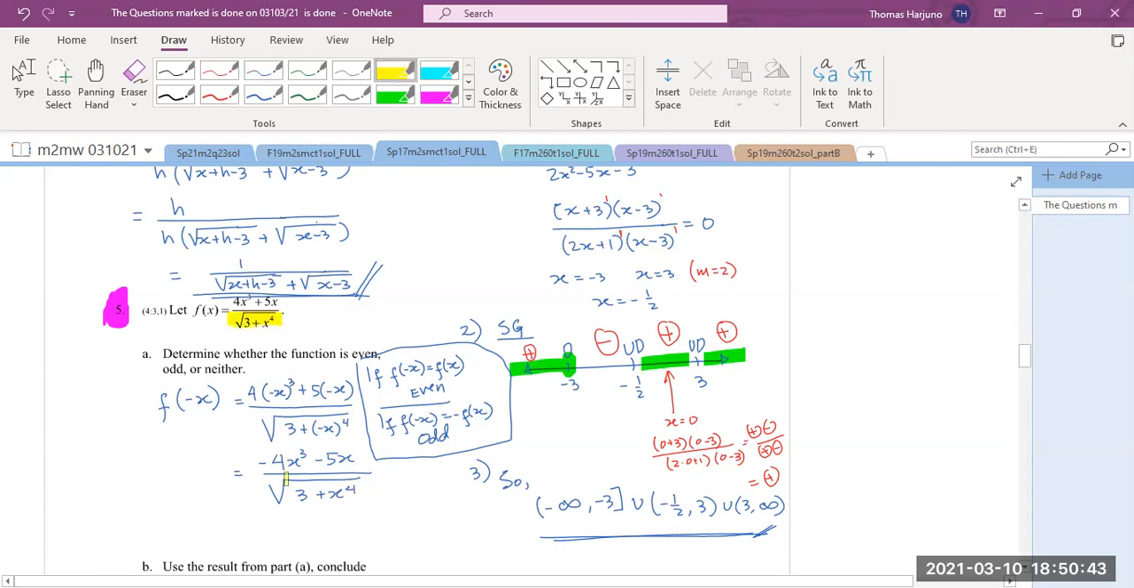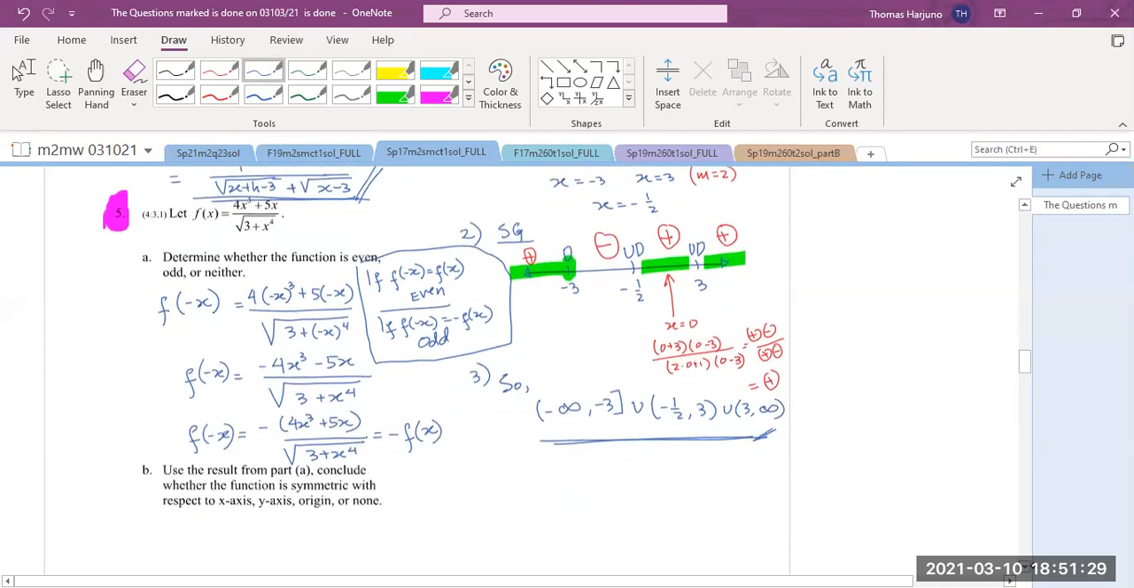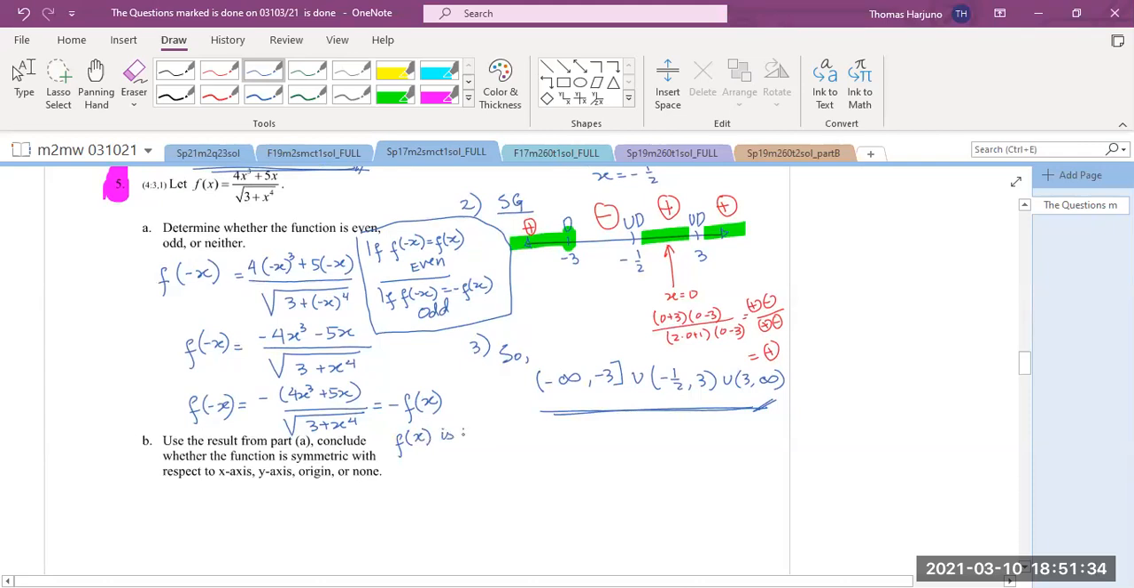So you notice that the denominator is already the same. However, the numerator is the opposite, right? So let's factor the negative out from the top. That's negative of 4x cubed plus 5x, over square root of 3 plus x to the fourth. But that is equal to negative f of x, right? So you see f of negative x equals negative f of x. So if that's the case, f of x is odd. Okay, now because f of x is odd, the graph has origin symmetry.